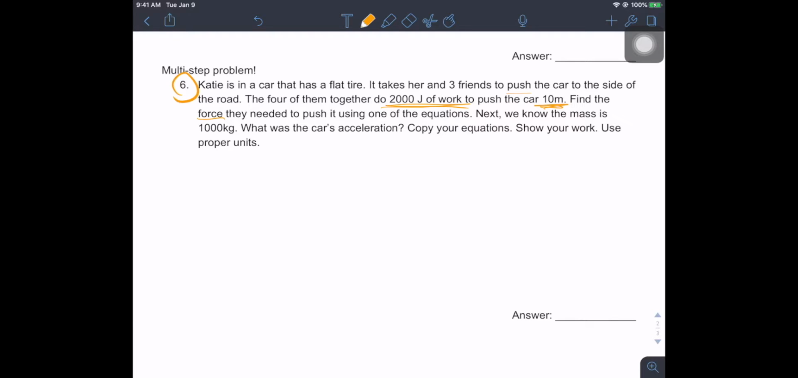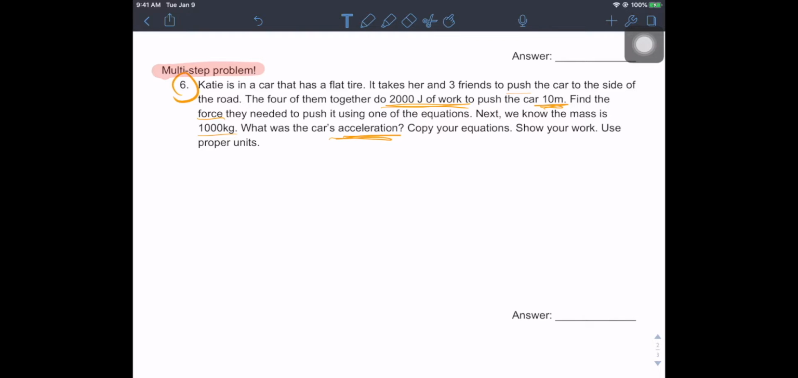Next, we know that the mass is 1,000 kilograms. What's the car's acceleration? Okay, now I'm overwhelmed. I don't have any equations that incorporate joules of energy, distance in meters, force, and acceleration all at the same time. That's too many things. So I've told you up here that it is a multi-step problem, and we're going to need to use Tetris a whole bunch of different times.